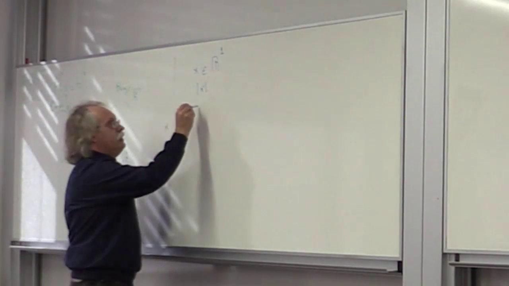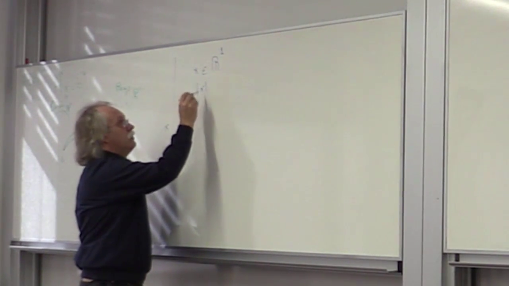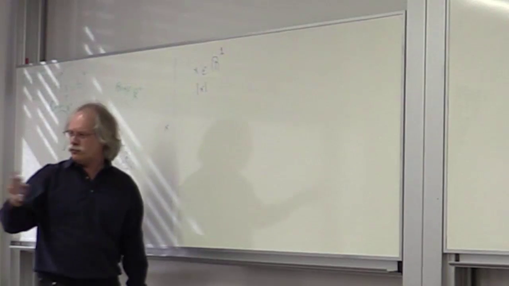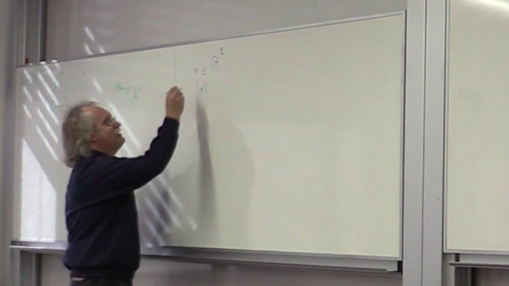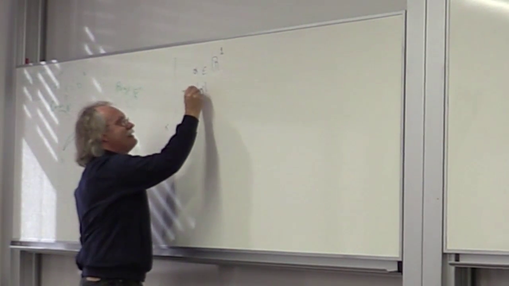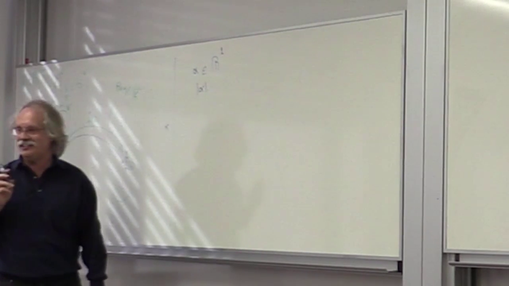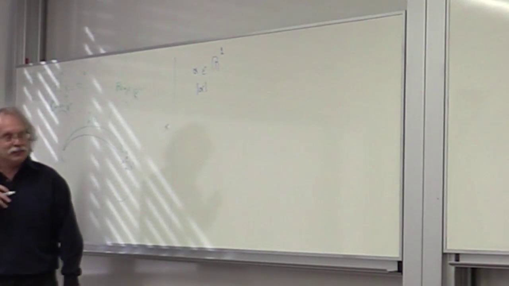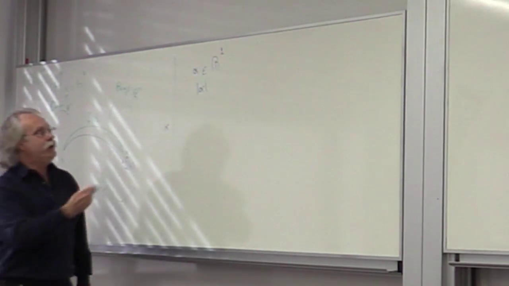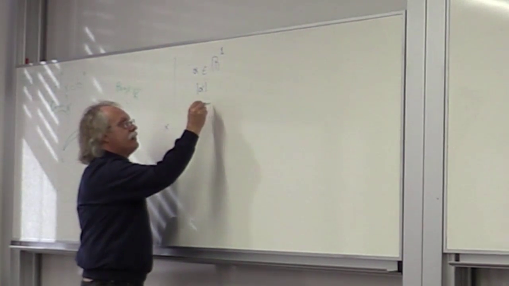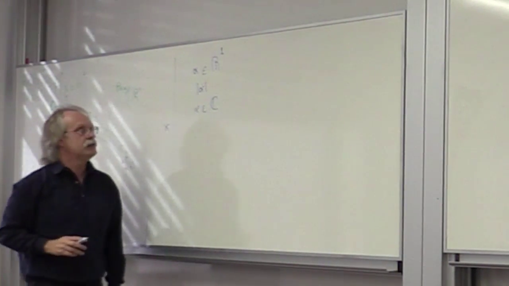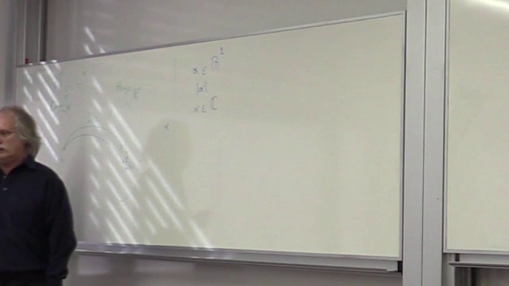If we have a number, well, I shouldn't have said x. That's, of course, what confused you. It should have been alpha. We should have used a lowercase Greek letter. Now, if we have an alpha that is a complex number, how do we measure how big it is?